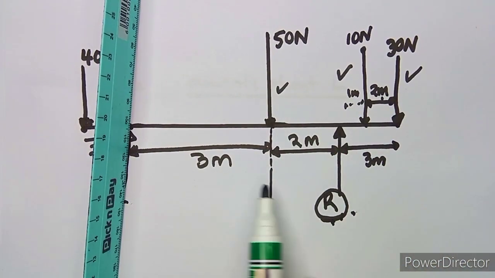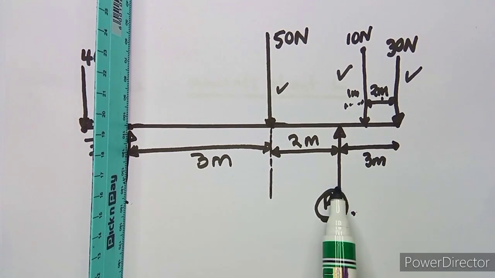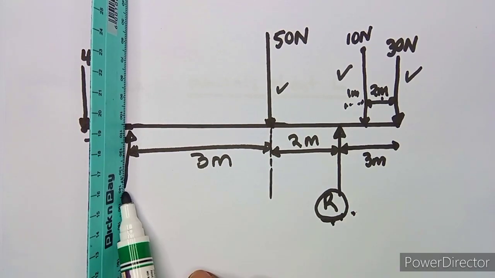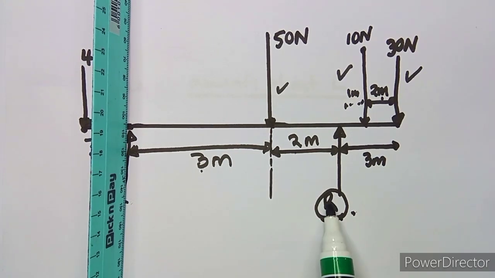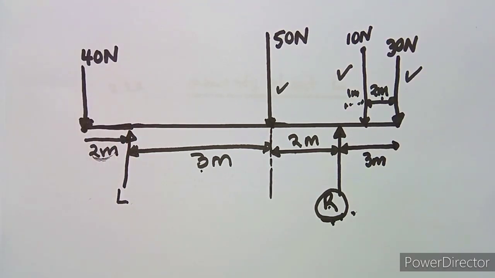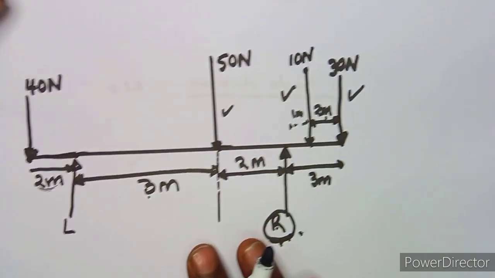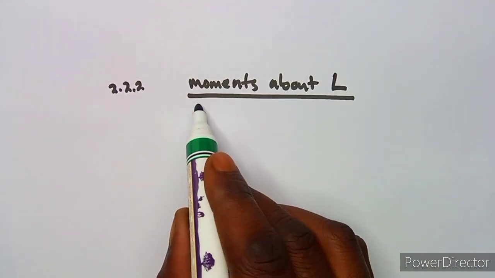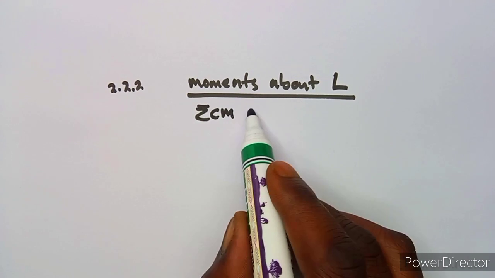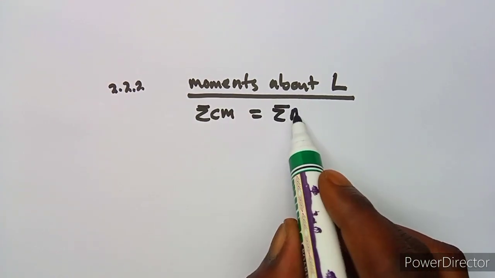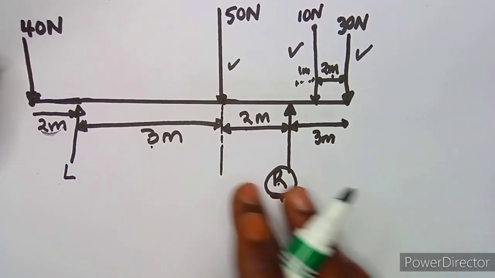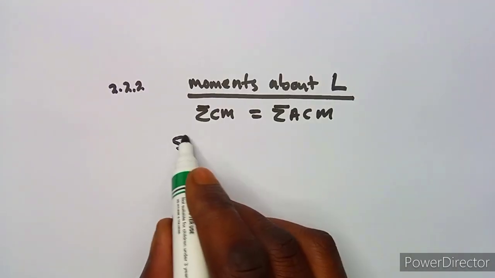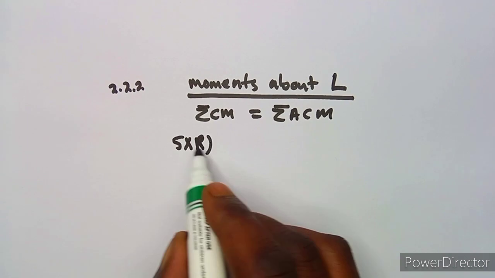Okay, so let's start with the moment that you're going to have from R here back to L. There's a distance of 5, this is 2 and this is 3, so it's R times 5, or 5 times R. Okay, so remember you're just using the issue of clockwise moments. Sum of clockwise moments is equal to sum of anti-clockwise moments. Yes, that's the thing. So that's R times 5, or 5 times R like this.